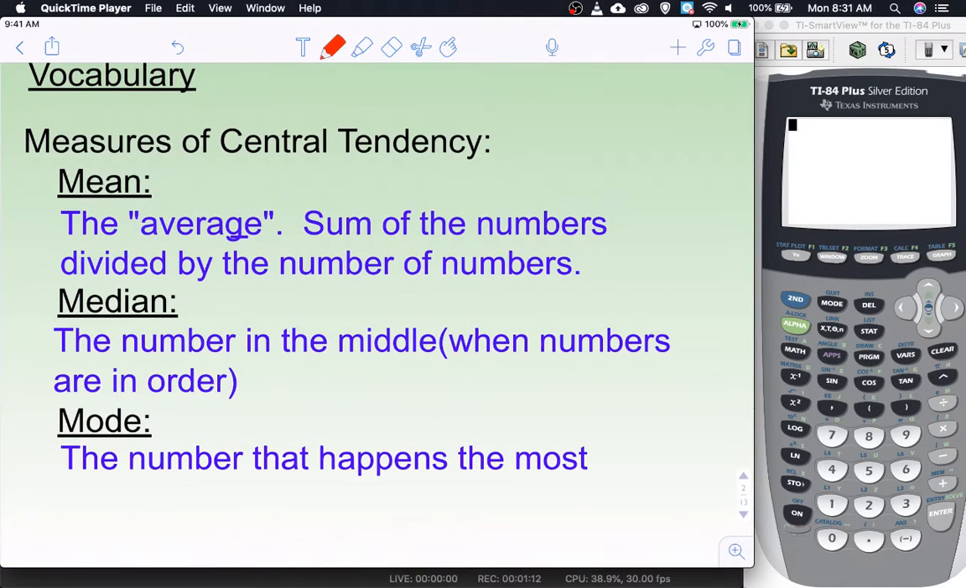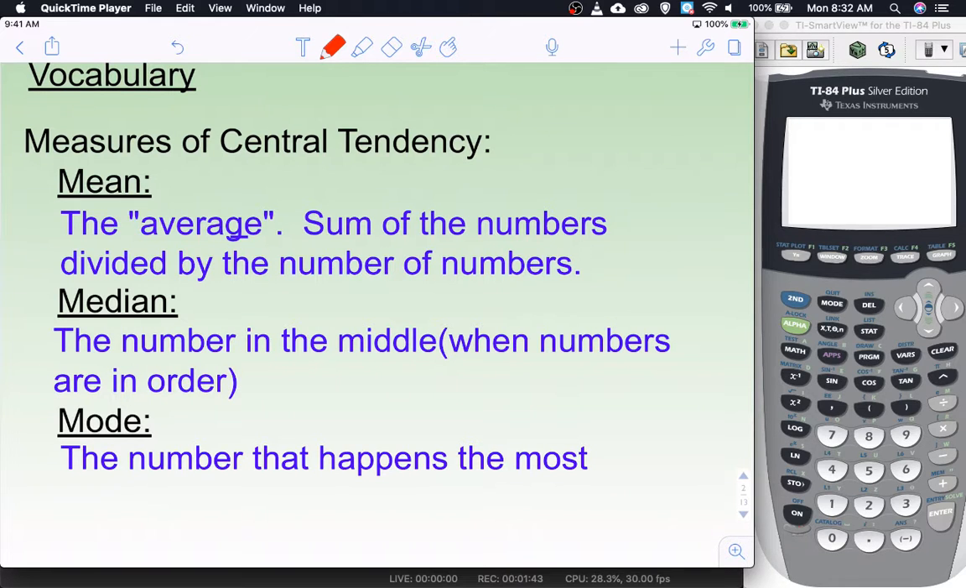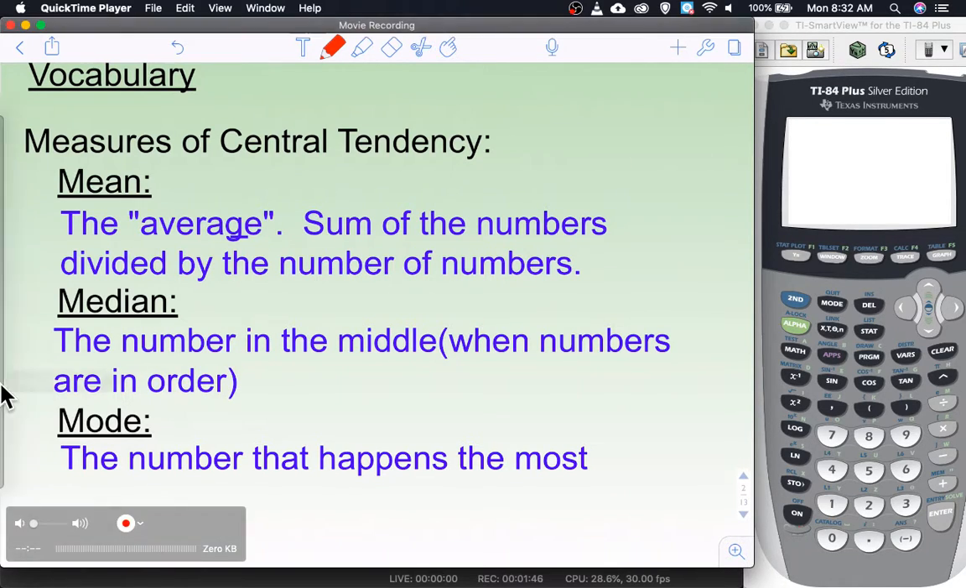So, vocabulary. These are the measures of central tendency: mean, median, mode. The mean is the average. That's what most people think of when they think of the average. That's the mean. It's the sum of the numbers, so you add up all the numbers and then divide by the number of numbers. That's your average. The median is the number in the middle, and make sure you put those numbers in order. So it's the number that would be halfway from the smallest to the biggest when you find the middle number. And the mode is the number that happens the most.